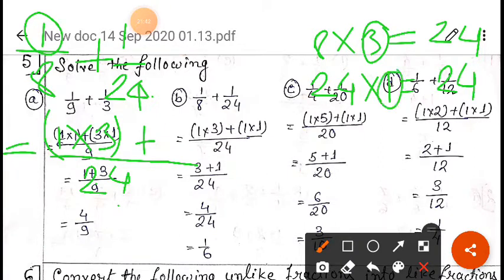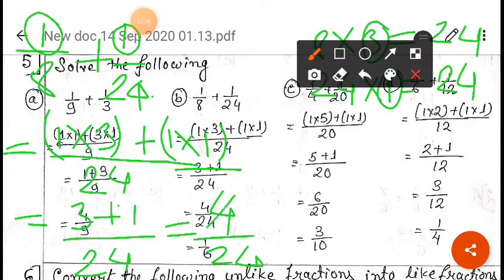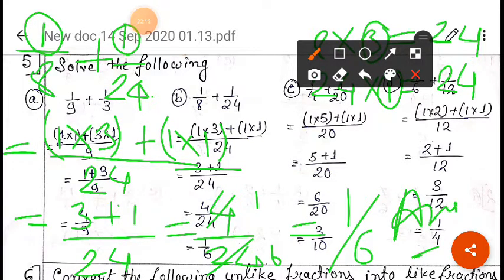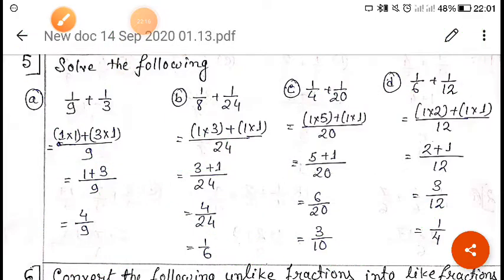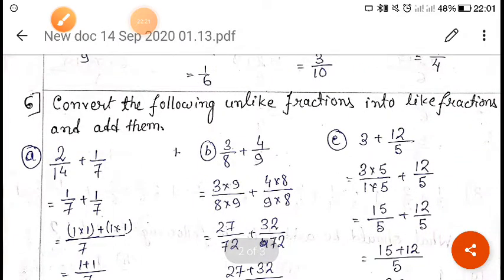So this 1 will be multiplied with this 1. So we write 1 into 1. Now what we will get here is 3 plus 1 divided by 24, so it will be 4 by 24, and 4 ones are 4 and 4 sixes are 24, which will be 1 by 6. Answer. I hope you have understood how we have to do this, right? This one is also the same, as you can see, C and D. You can do it at home.